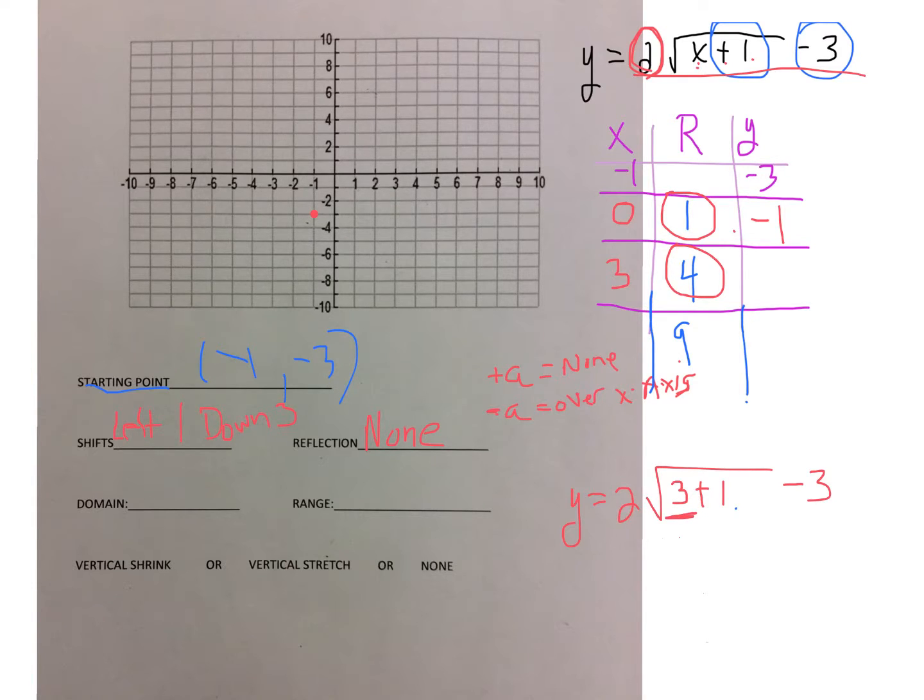Okay, so now let's do the math to see what's going to be left for y. So y equals 2 radical 4 minus 3. Square root of 4 is 2. 2 times 2 is 4. And 4 minus 3 gives me +1. So that's 1. Okay. Now our next step, we want 9 under the radical.